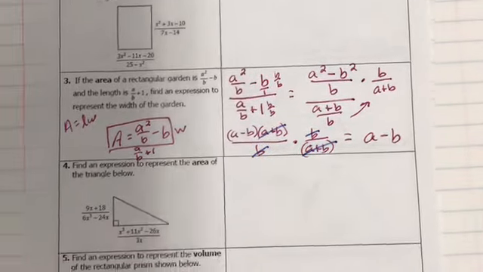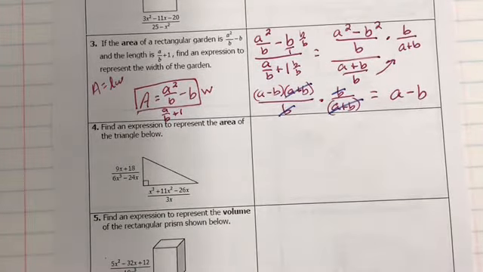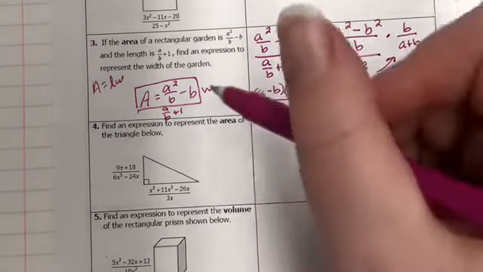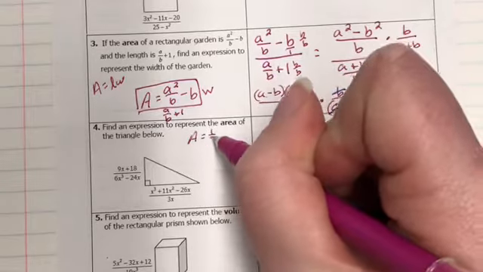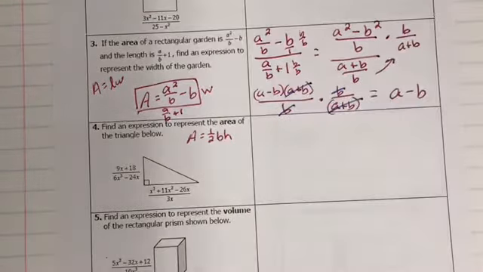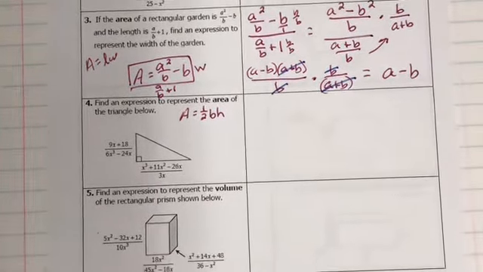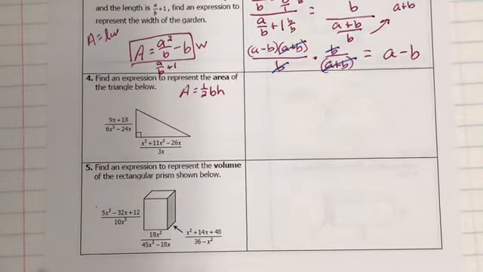All right, so for 4, we want to find an expression to represent the area of a triangle. To find the area of a triangle, we would just have to take 1/2 base times height. For 5, I want to do 5.